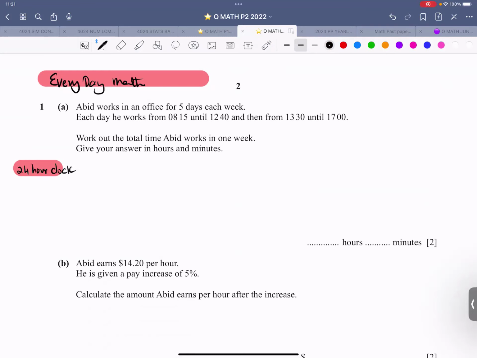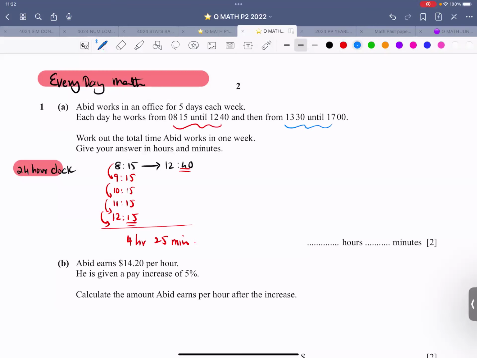Now, the first thing is 8:15 till 12:40. Basically, it's 8:15, 9:15, 10:15, 11:15, 12:15. So this is 1 hour, 2 hours, 3 hours, 4 hours, and then from 15 till 40, that is 25 minutes. So this is 4 hours and 25 minutes. That is the time in the first half.